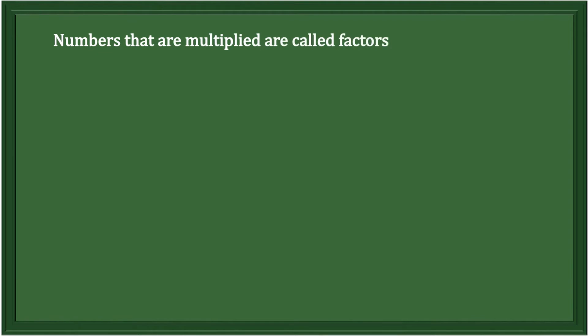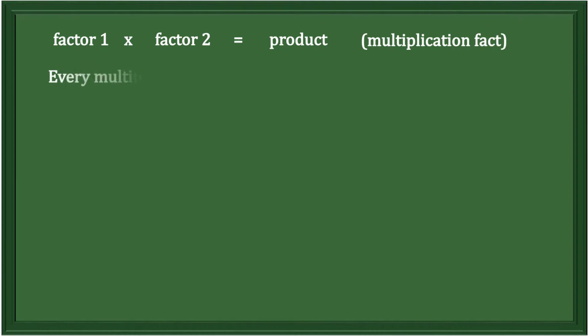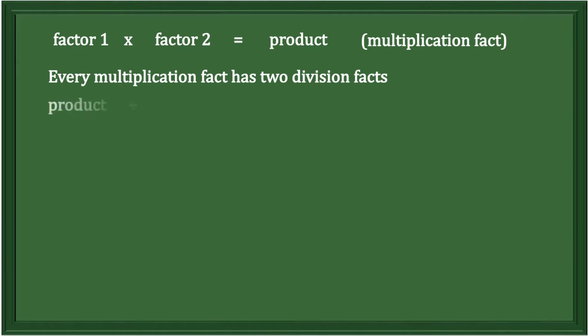Now that we know that the numbers that are multiplied are called factors, a multiplication statement can be written as factor 1 into factor 2 is equal to product. This is also known as a multiplication fact. Every multiplication fact has two division facts. First, product divided by factor 1 is equal to factor 2 and product divided by factor 2 is equal to factor 1.